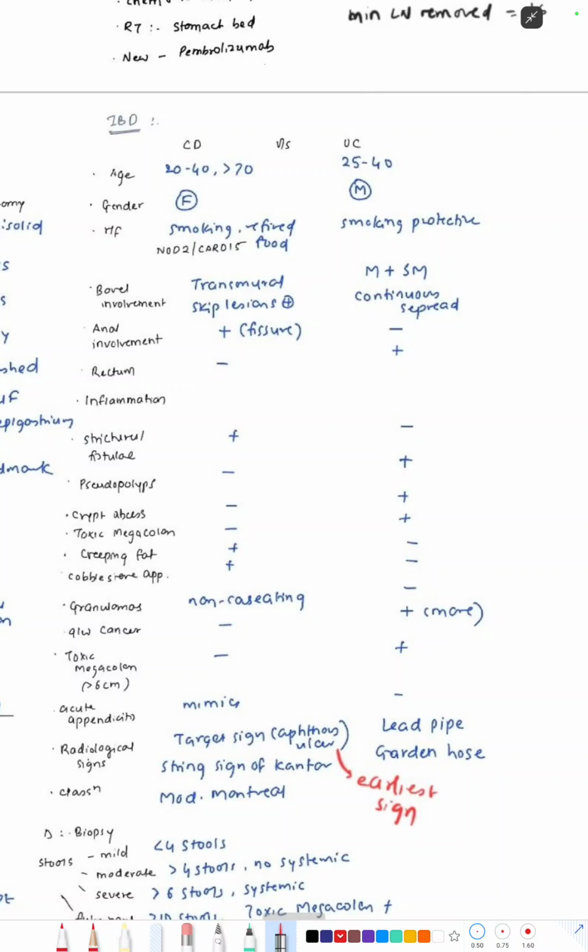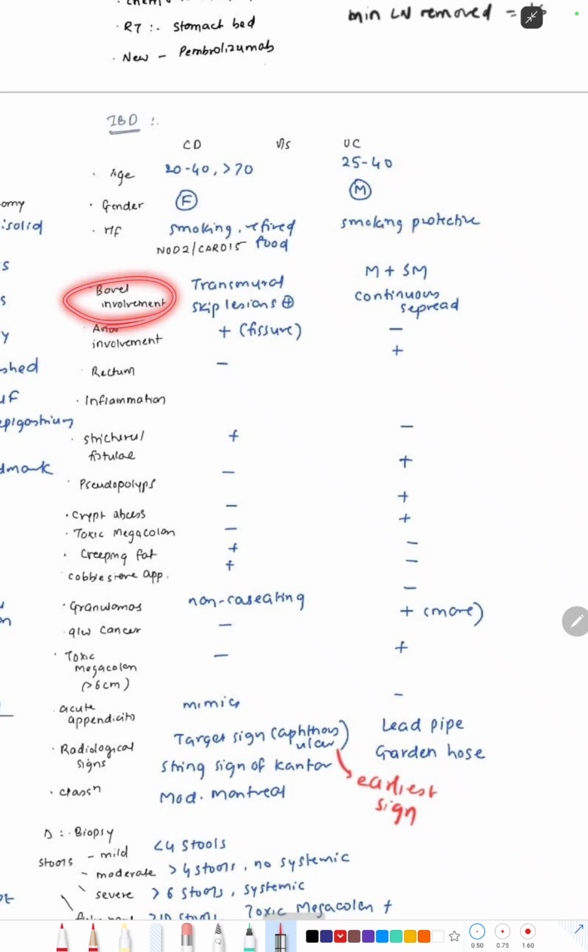Crohn's disease is more commonly seen in the 20 to 40 year age group, and the second peak happens at more than 70 years. Ulcerative colitis is more common in 25 to 40 years of age. Regarding gender, Crohn's disease is more common in females, while ulcerative colitis is more common in males. The risk factors for Crohn's disease are smoking, refined food, and NOD2/CARD15. While in ulcerative colitis, smoking is actually going to be protective.